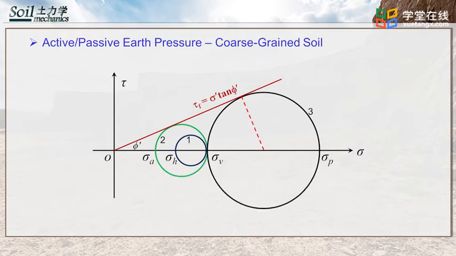Circle 1 indicates the state when the wall has no movement. It is within the failure envelope and it is safe. When the wall moves, the side where the wall moves away develops active earth pressure, and horizontal earth pressure decreases until the Mohr circle touches the failure envelope. The side where the wall moves towards develops passive earth pressure. The horizontal earth pressure increases until the Mohr circle touches the failure envelope.